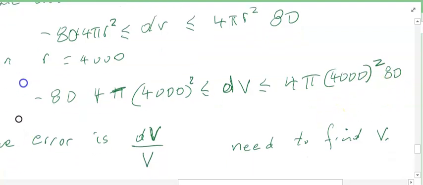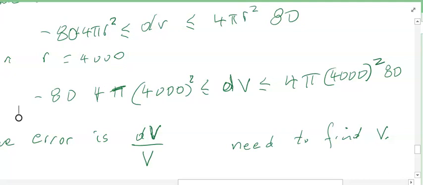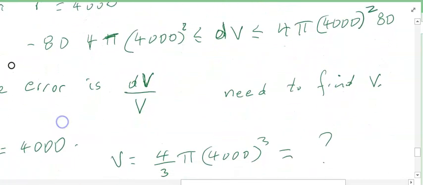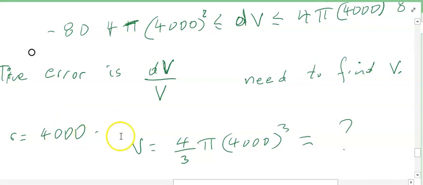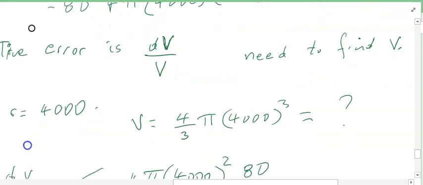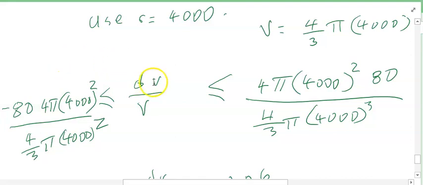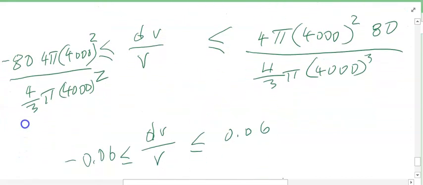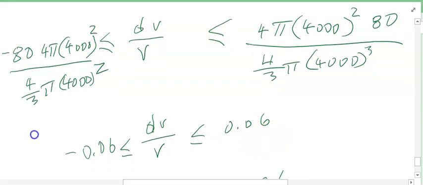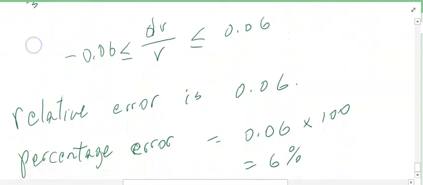So for the relative error, dV over V, we need to find V. So finding V using r equal to 4,000, that's going to be 4 over 3 pi times 4,000 cubed for our V. And then just doing your division right there, we end up with dV over V going between negative 0.06 and positive 0.06. And then finally, for the percentage error, you multiply that by 100, and so the percentage error will be 6%.